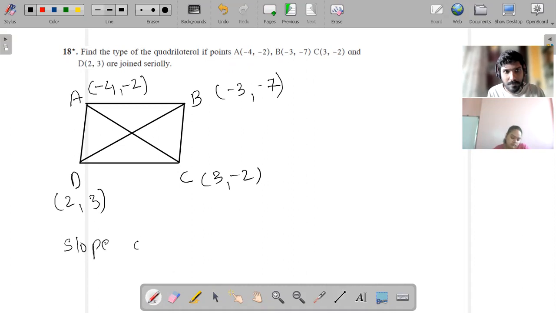Can you do this and tell me what will be the slope of side AB?